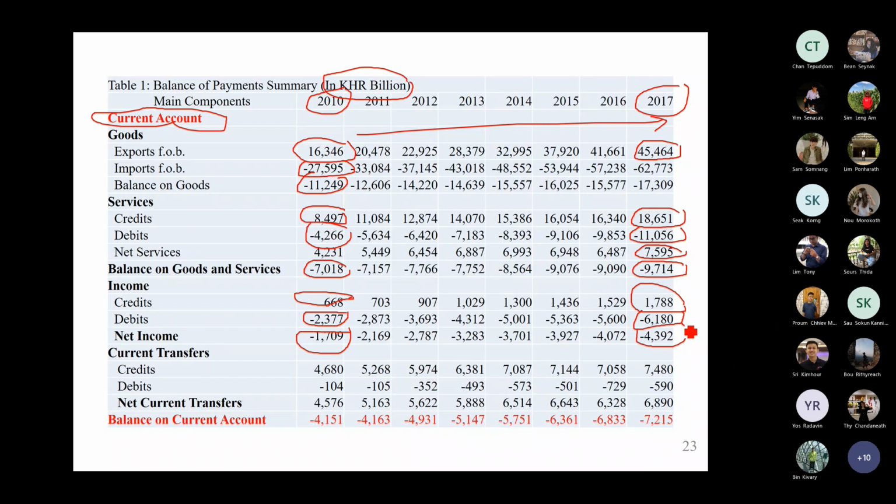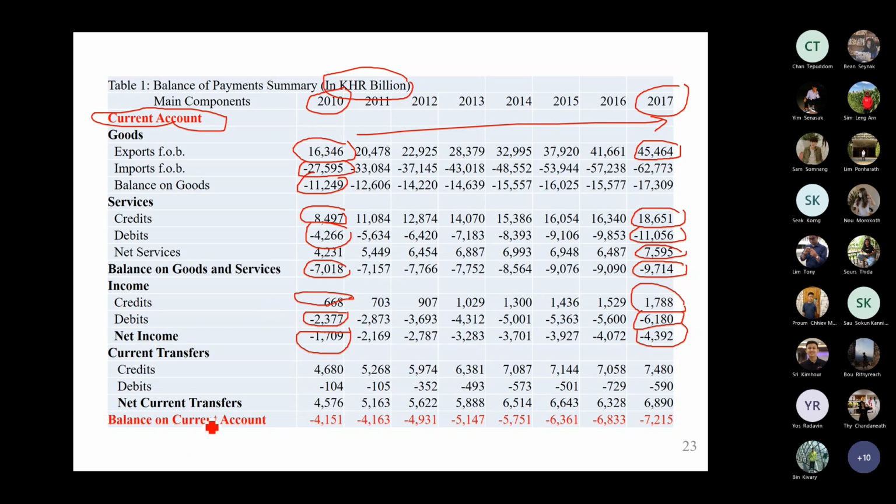Of course, for most of the Chinese investors in Cambodia, we don't have a law that prohibits them from transferring their profit or their remittance back home. Okay, we don't have such a law. So that's true, they earn money, they transfer it back home. Okay, that's the primary income.